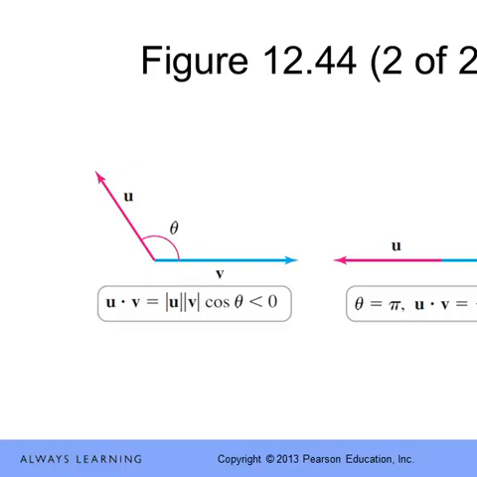What sort of angle is greater than 90 degrees? Obtuse. If the angle between them is obtuse, then the dot product is going to be a negative number. And if the angle is 180 degrees, or pi radians, that means that the two vectors are parallel with each other but pointing in the opposite direction, then the dot product will just be the negative of the product of the magnitudes.